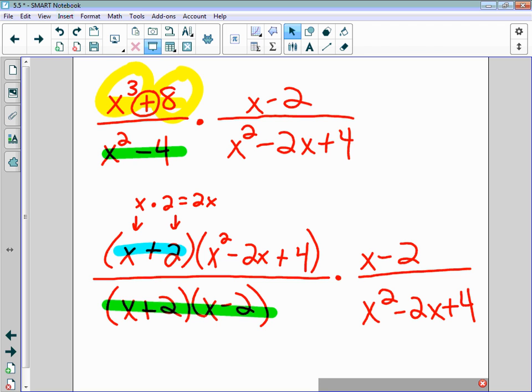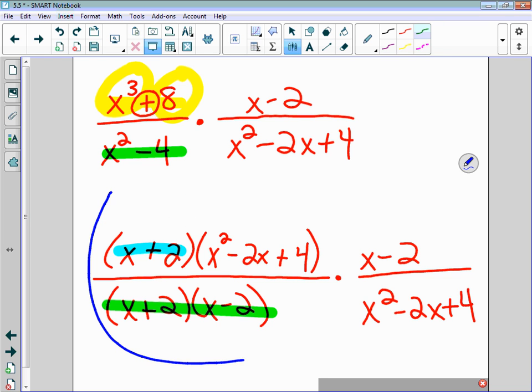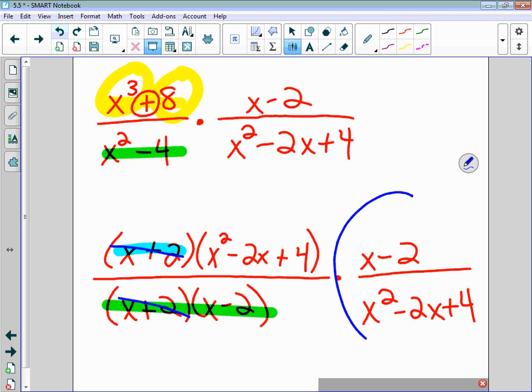Again, what I would do is look vertically to see if I can cancel anything out. So if I look at this part right here, I can cancel out the x plus 2's. So I'm going to go ahead and do that. I could also look over here, but there is nothing that can be canceled there. So now I look diagonally. These two trinomials are identical, so I can cancel those out.